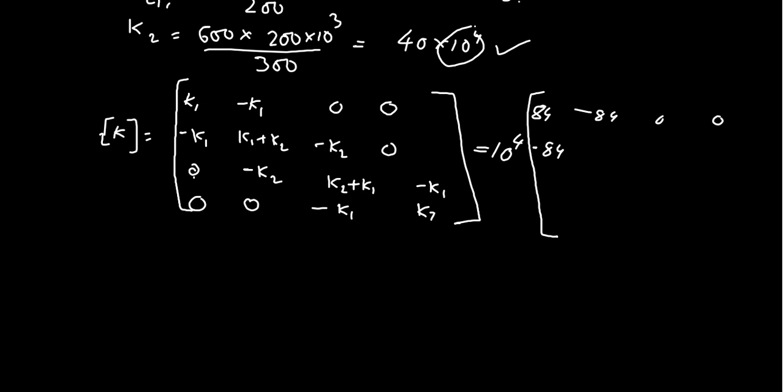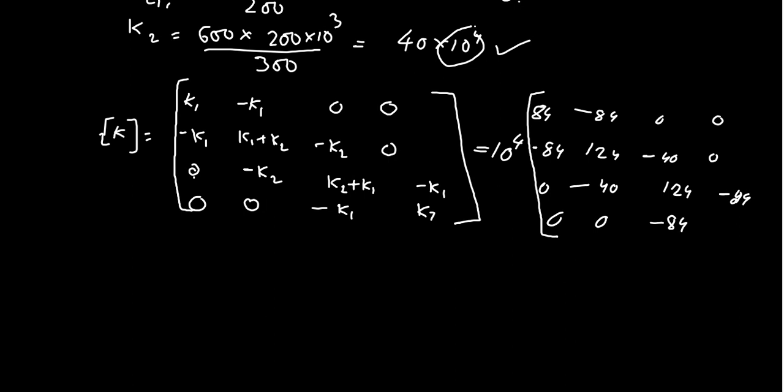Now minus K2 value is 40, again 0, 0, minus 40. So here K2 plus K3, again 124 only we will get. Then minus K3 value, 84. Then 0, 0, minus 84, and K3 value, that is 84 only. So this becomes the global stiffness matrix.